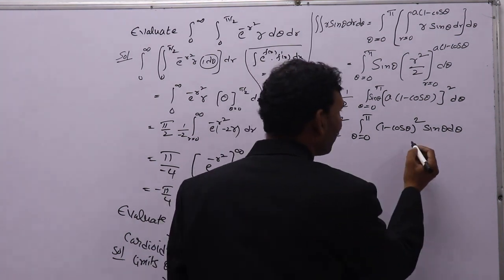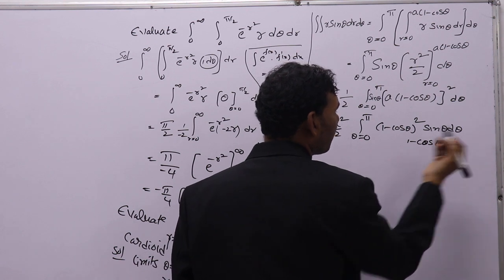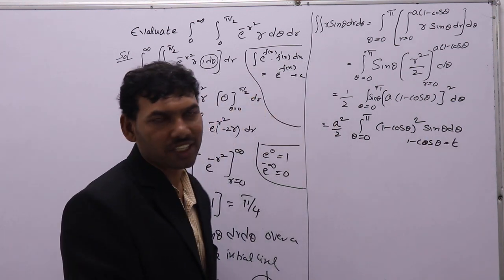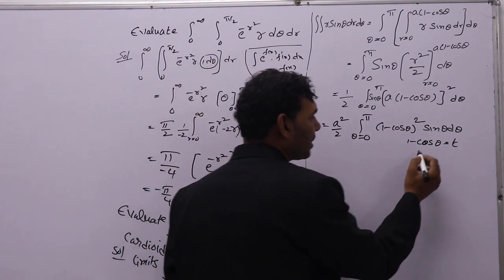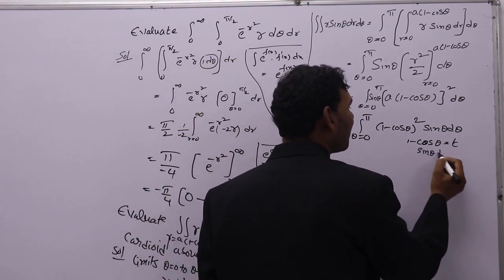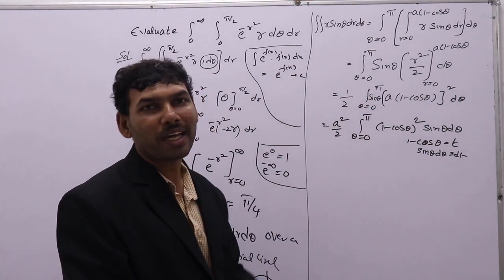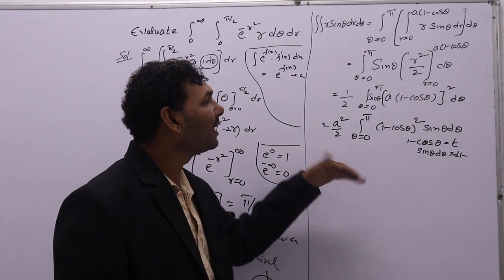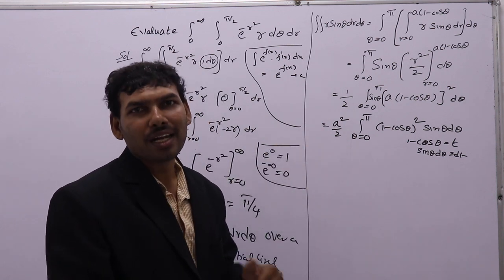This can be evaluated by assuming 1 minus cos theta equal to t. What will you get after differentiation? Differentiation of cos theta is minus sin theta. That means sin theta d theta will be dt. Then in the place of 1 minus cos theta, you will get t. Integral of t square is t cube by 3.